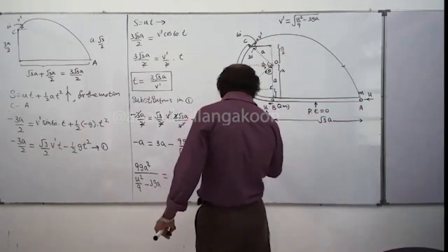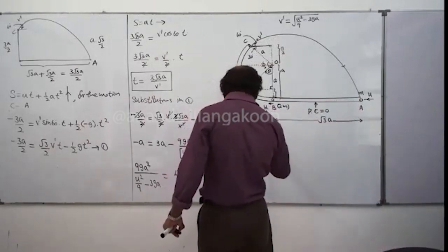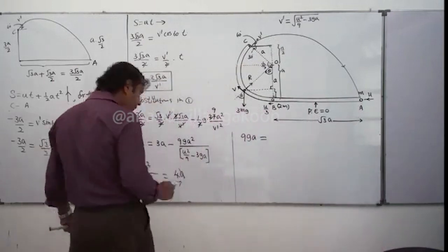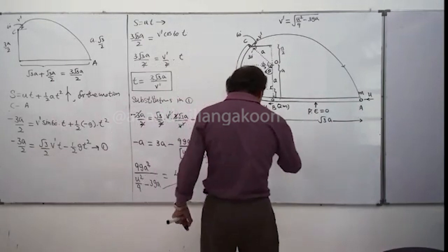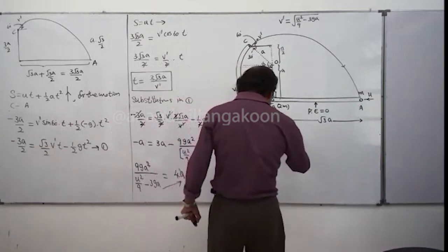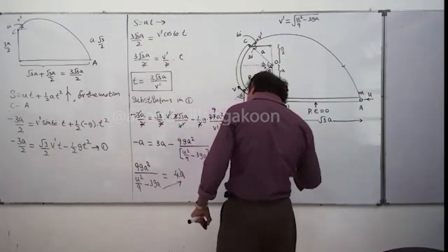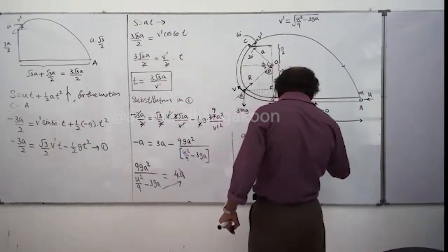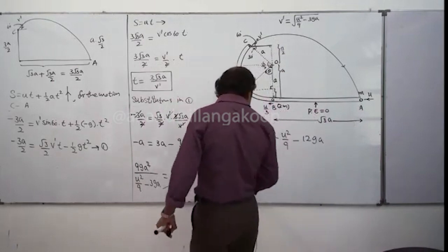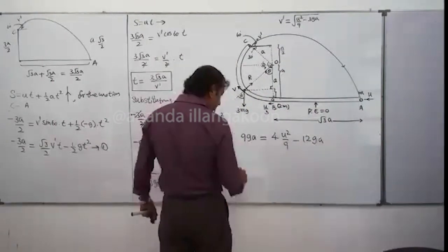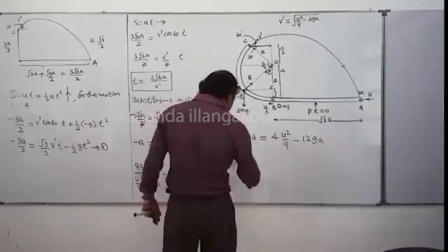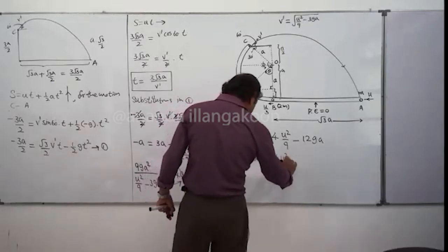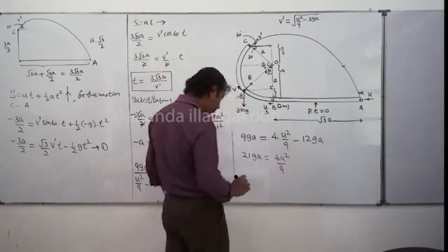So 9ga on the left hand side. Use cross multiplication for this: it is 4 times u squared by 9 minus 12ga. Take this to the side. 12ga plus 9ga is 21ga, which is equal to 4u squared by 9.